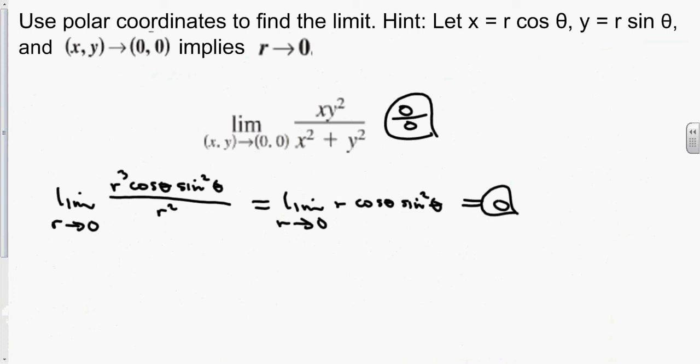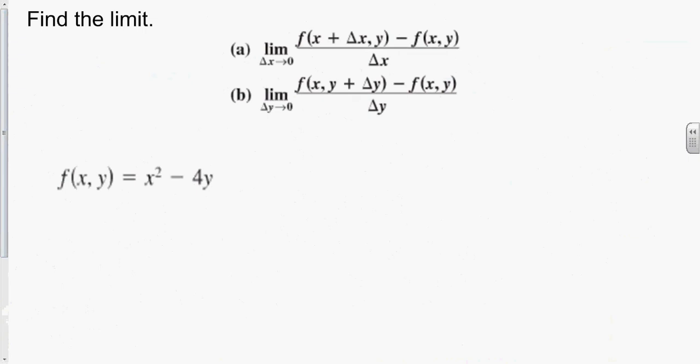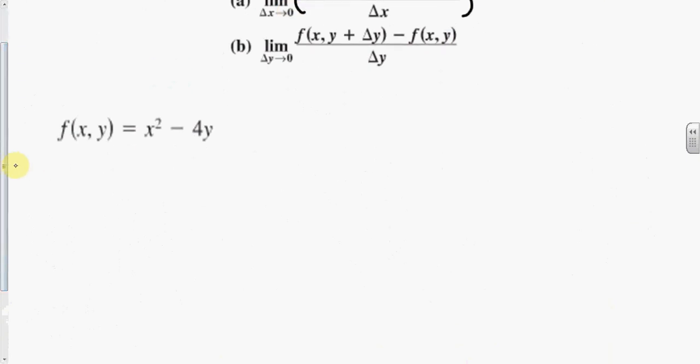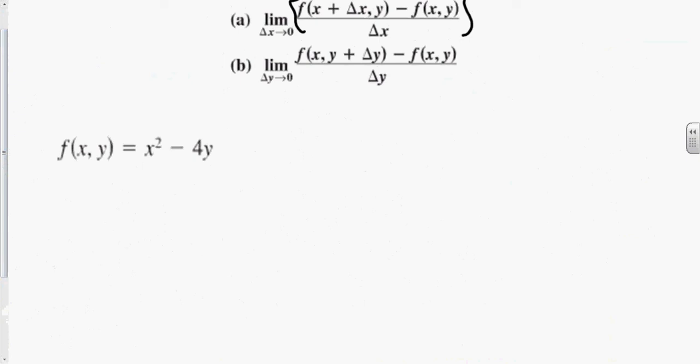Now let me do one more, where this problem sets you up for what happens in the next section. This is the definition for a partial derivative. You remember in the previous section we had this expression, but there was no limit in front of it. No limit meant it was just the slope of a secant. Put the limit in front of it and we get the slope of the tangent, or the derivative. So I'll do part A, and that's all I have time to do, just 2 minutes.